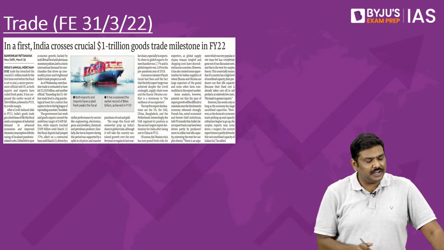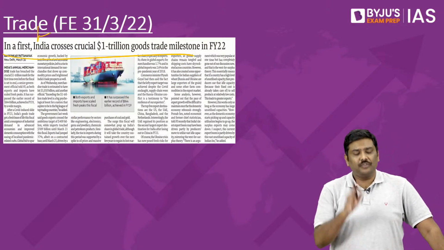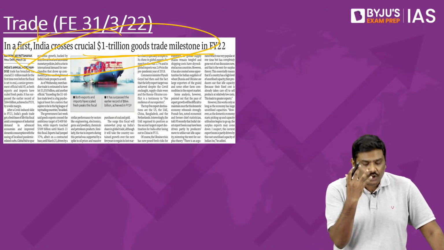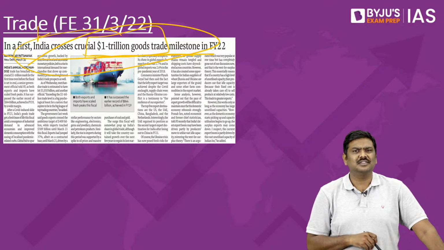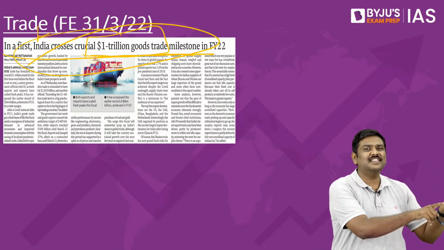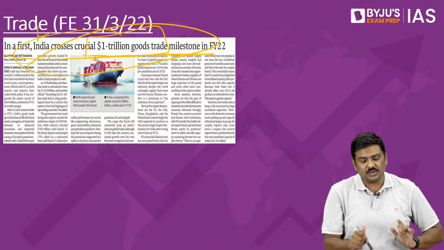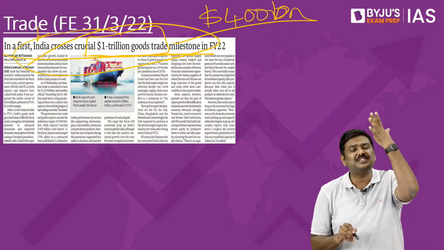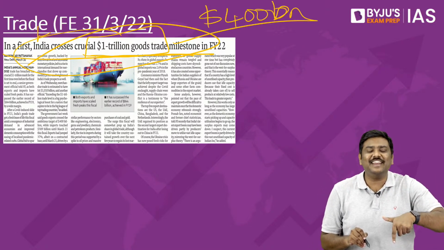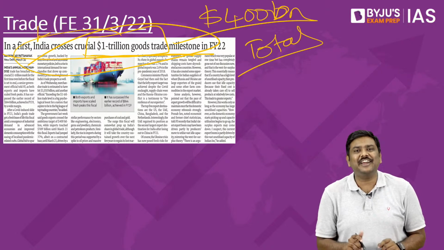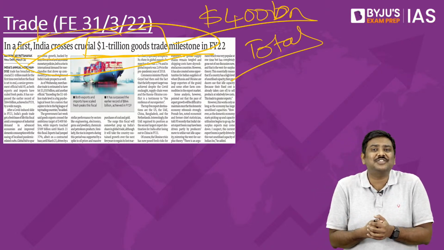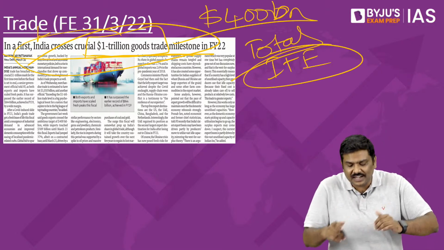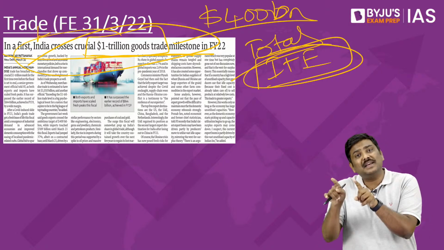The last article for the day is related to trade. For the first time ever, India has crossed total goods trade of $1 trillion. Now before you say, sir, you have already discussed this last week, what I discussed last week is merchandise exports crossing 400 billion for the first time. What I am mentioning here is total merchandise trade. What do you mean by total merchandise trade? Imports plus exports. When I say total merchandise trade, I am talking about imports plus exports.